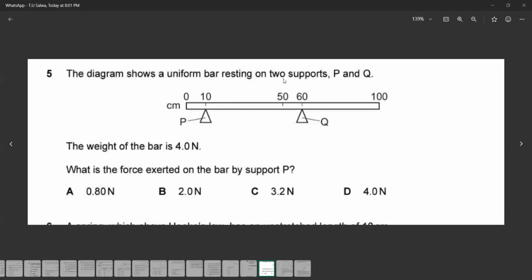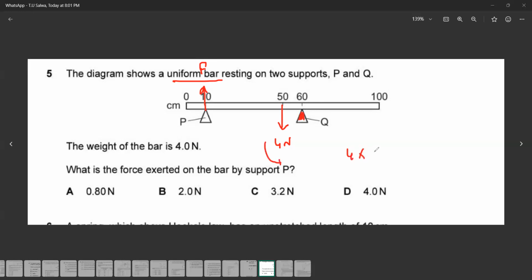Yeah, it can never be 0 because there are still some values left. The diagram shows a uniform bar which is supported on two supports. What is the force exerted on the bar by support P? If we consider this as a pivot, and it's a uniform bar, its weight will act at the center. So this will be equal to 4 Newton, and we need this force. And this is the point of rotation, the pivot.